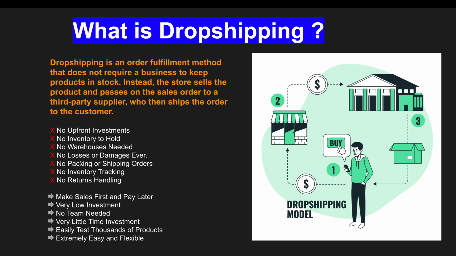So in drop shipping there are no upfront investments, right? There is no inventory to hold. That means you can experiment and test as many products as you like, because you don't have to source any of the products. And since everything is digitally managed, there are no warehouses to be used, which means there are no losses whatsoever, because you don't have the physical inventory. That means there is no risk of fire, there is no risk of stealing or anything.